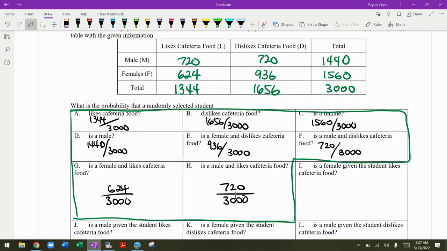All right, so let's read I. Yes, you can use that for the test. Okay, so is a female. What is the probability that the person is a female given that the student likes the cafeteria food? What do we do? It's a 3, sorry. It's just a sloppy 3. It should say 3,000. Okay, go ahead.